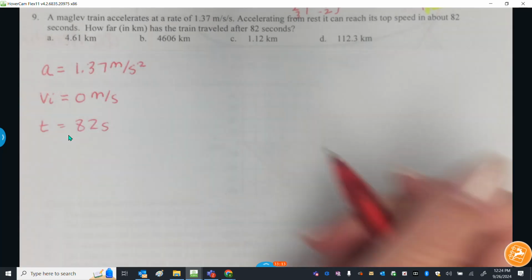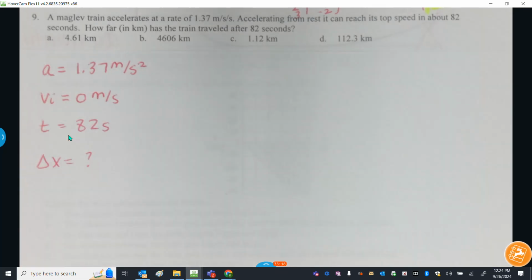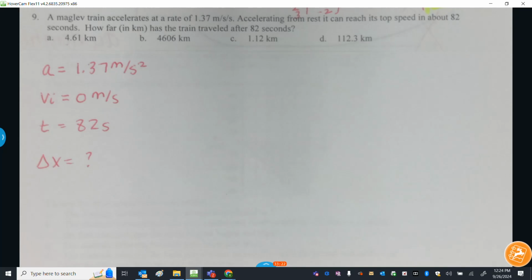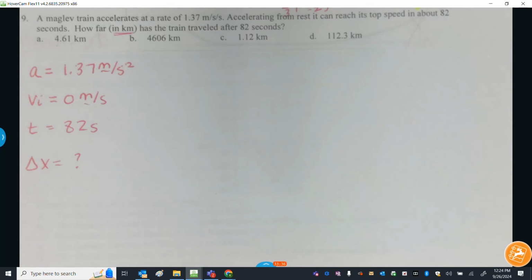And we're looking for how far does it travel in that time. So here's where some of you probably missed this question. It says how far in kilometers is it going to travel in that time? And yet the only unit that I see is meters. So we are going to solve this like normal. However, your answer when you get it at the end of the calculation will be in meters, not in kilometers. You have to do a conversion at the end, and that's the step that a bunch of people missed.